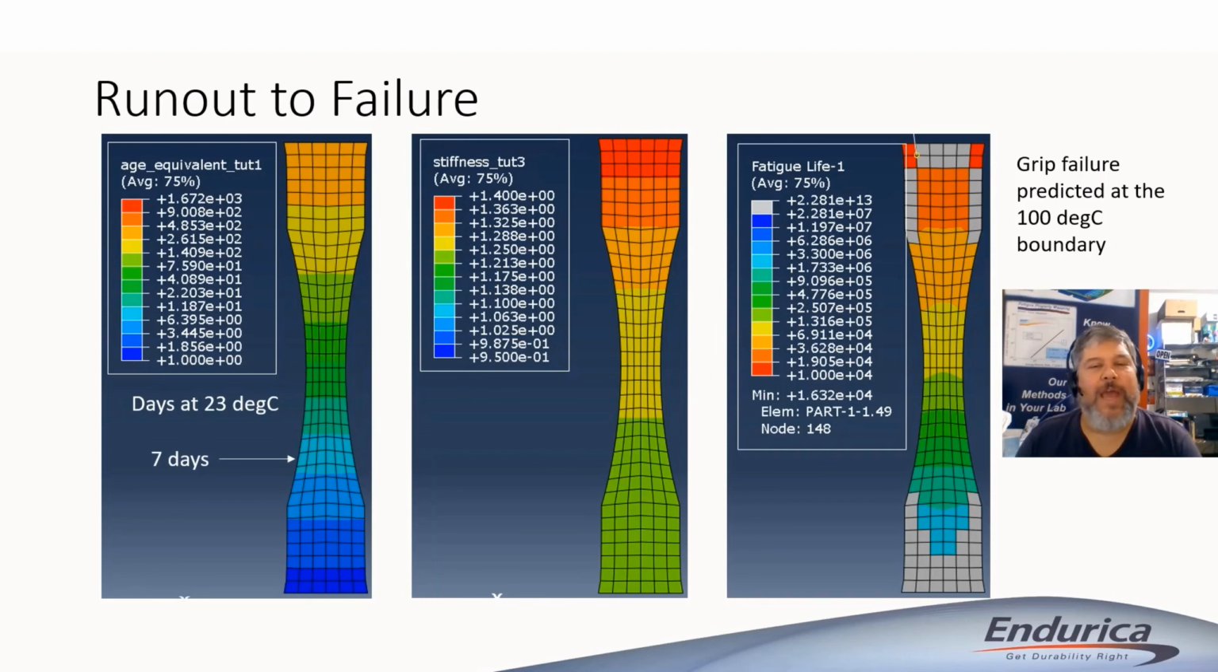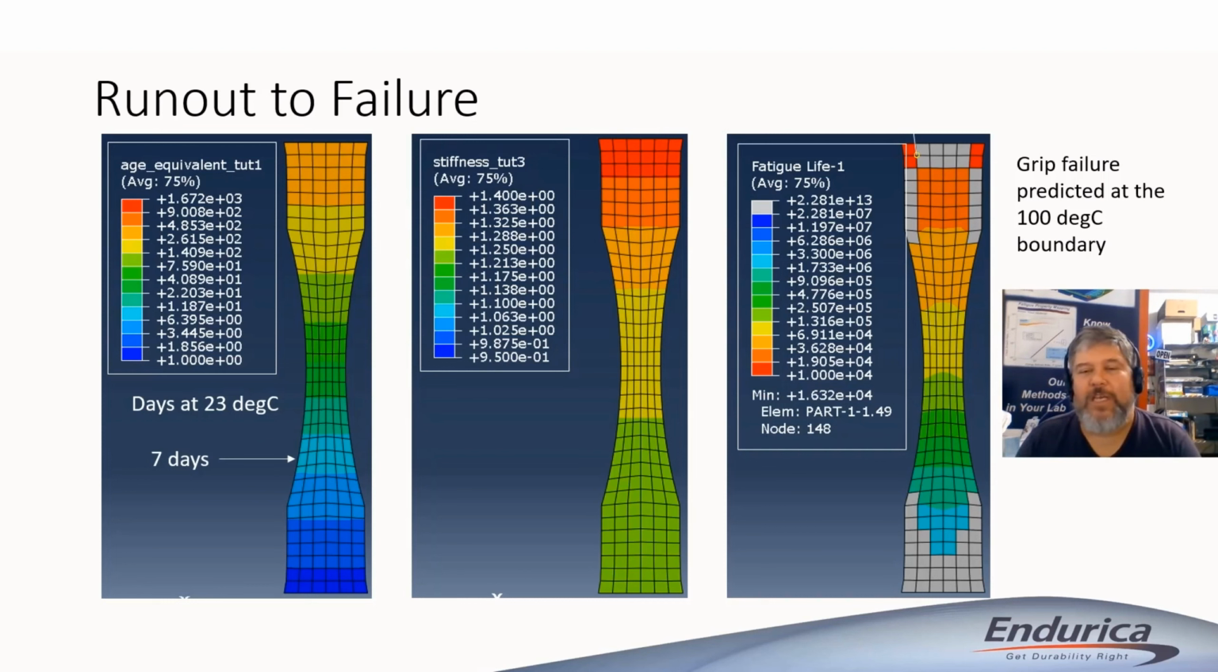In the middle, you're looking at the final stiffness distribution at the end of fatigue life on the part. You can see that at the top grip, we've achieved the highest amount of equivalent exposure time, right, because that's the hot end of the specimen. And then finally on the right, we're showing the computed fatigue life taking into account aging on the specimen. The fatigue life is predicted to be about 16,320 cycles, which is about a week and a half of time.